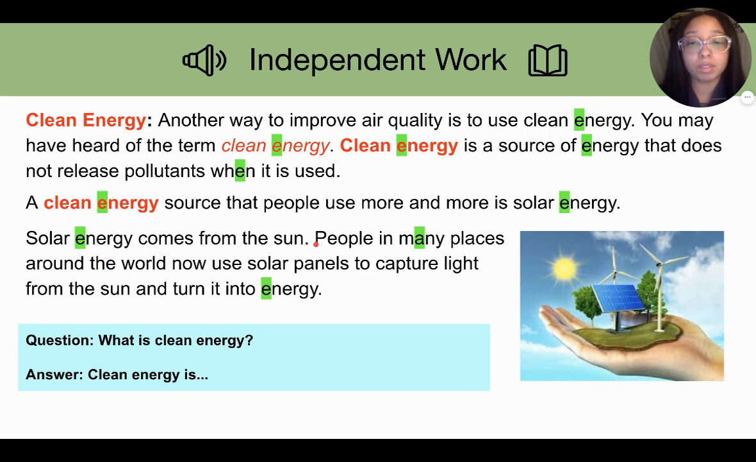Solar energy comes from the sun. People in many places around the world now use solar panels to capture light from the sun and turn it into energy. Here's the question you are going to answer.